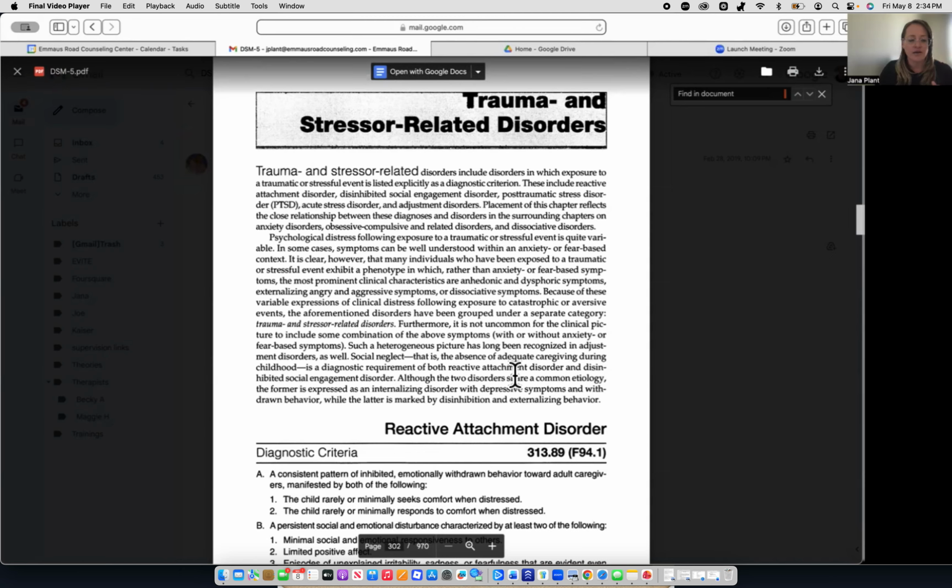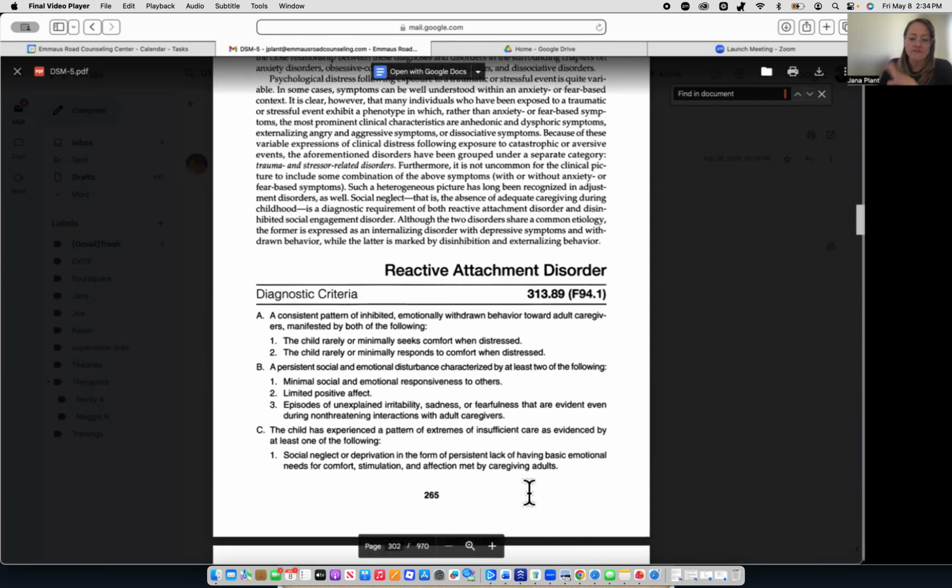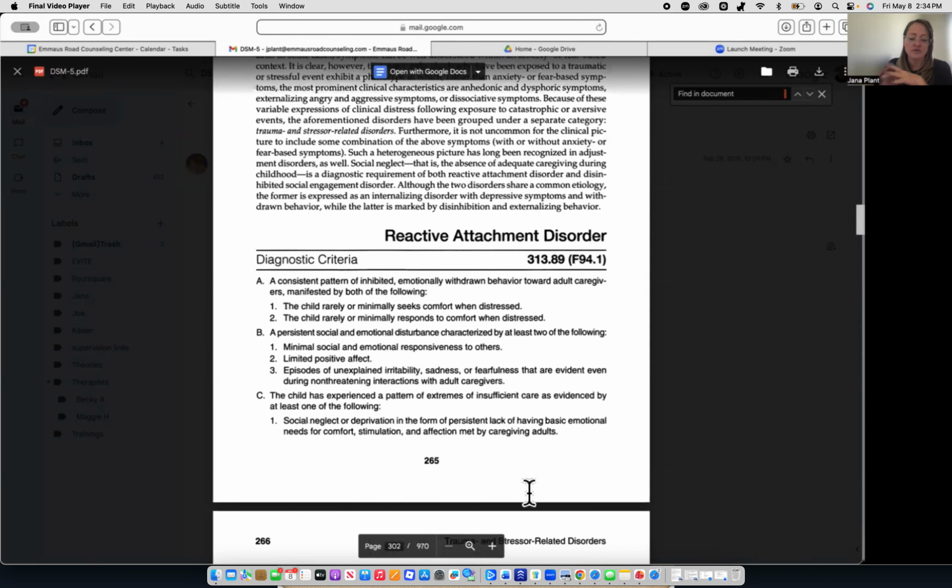But I want to just point out some specific criteria that will differentiate between various trauma-related diagnoses. The first one, reactive attachment disorder, we're not going to be covering a case study with an individual who meets the criteria for reactive attachment disorder, but I do want to highlight it today because I do think it's important.